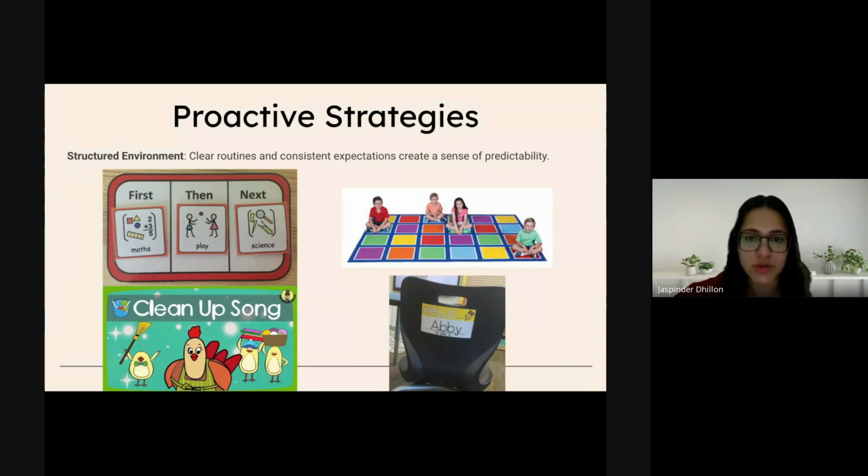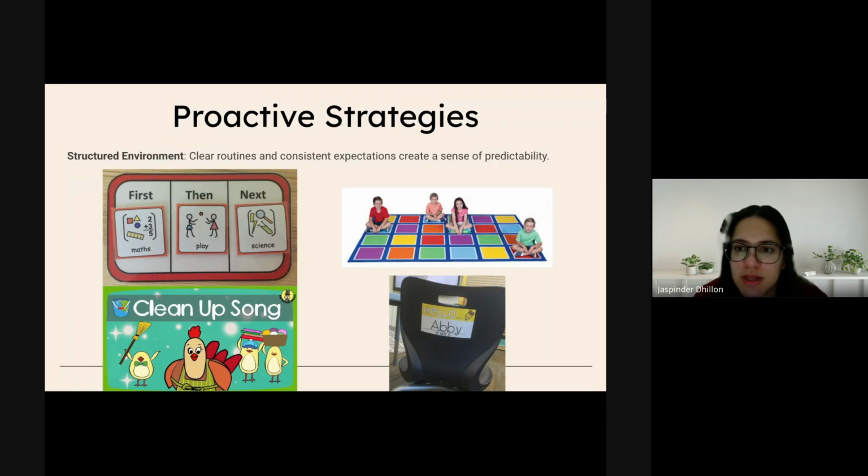But other things that you could use is, instead of looking at the visual timetable of the entire day, you could also carry around with you a first, then, and next board to keep reminding the child of this is what's happening. It could be like first math, then maybe a break of some playtime, and then we're going to have science. This makes it more focused for them rather than having to see the entire day's layout, and it also reduces their anxiety a bit more.